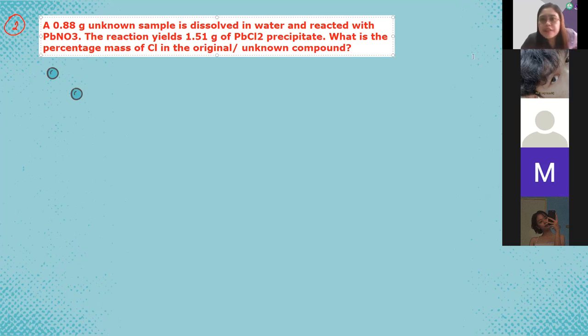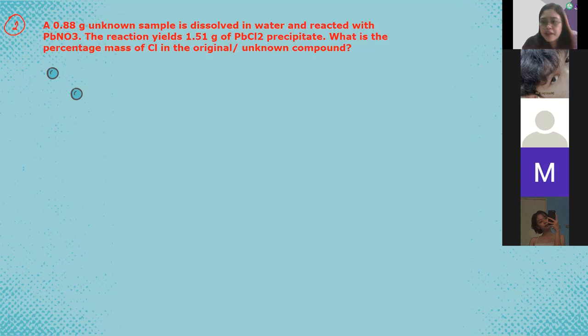Okay, so this one is our next problem. A 0.88 grams unknown sample is dissolved in water and reacted with lead nitrate. The reaction yields 1.51 grams of lead chloride precipitate. Take note, iba yung compound na ginamit ko ha, but chloride pa rin naman yung hinahanap. What is the percentage mass of chloride in the original or unknown compound?